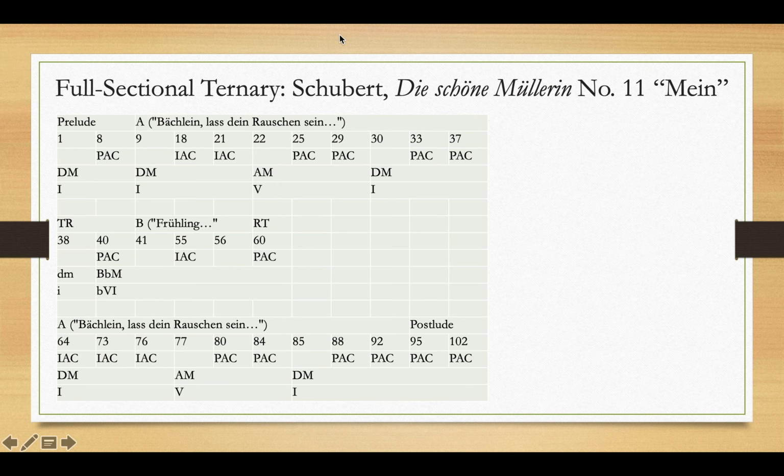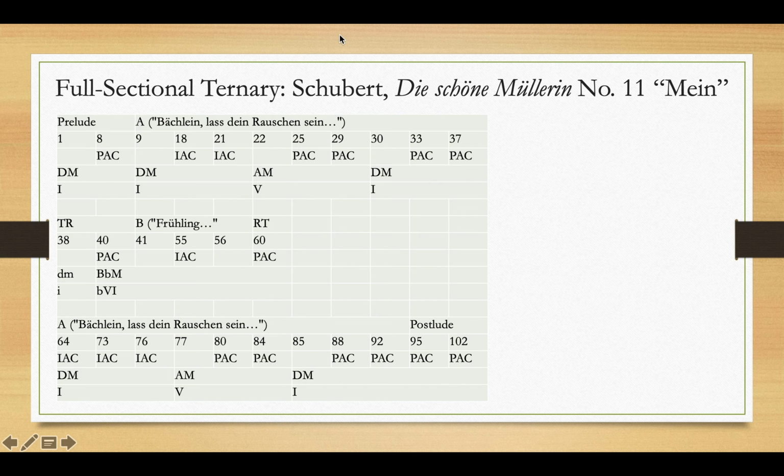One piece that exhibits all of these expansions is Schubert's "Mein," which is the 11th song from the set Die schöne Müllerin, the beautiful Miller's Daughter. As you might recall from music history class, this particular song cycle deals with a protagonist who falls in love with the miller's daughter and goes through an abundance of emotions as he attempts to court her and eventually loses her because she runs off with a hunter instead.